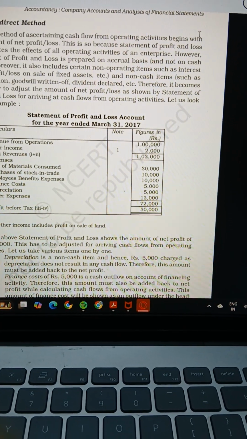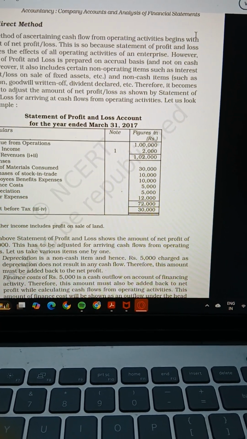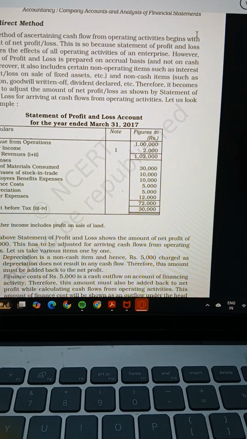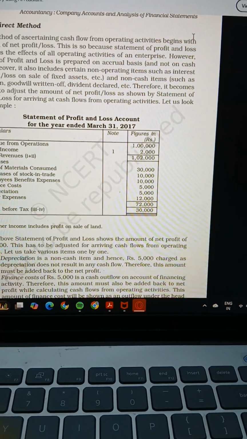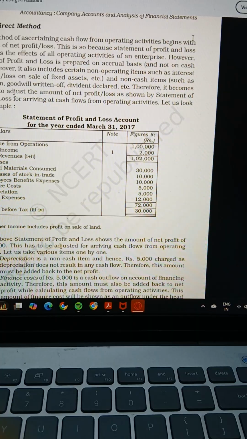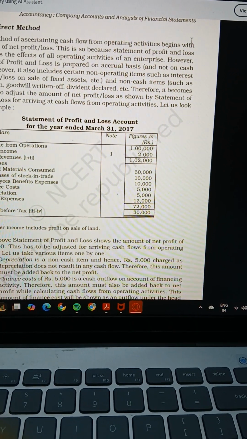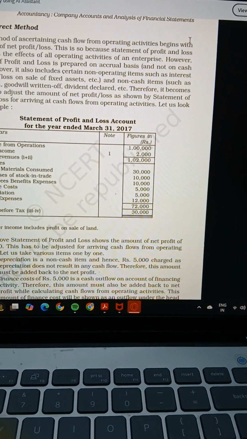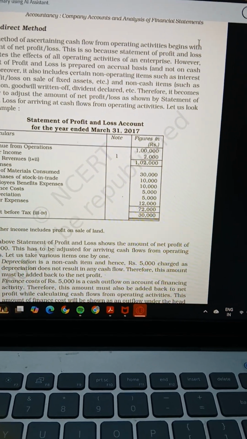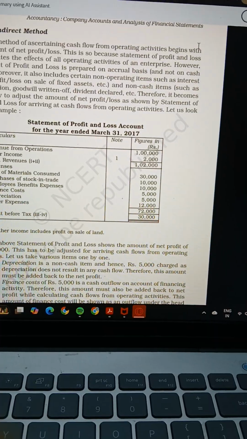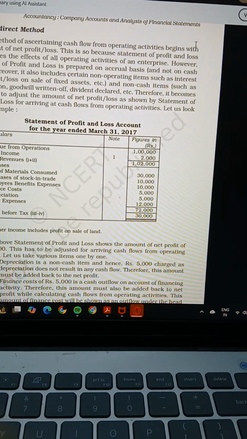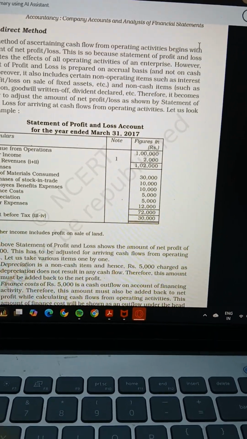There are two methods of preparing accounts, that is, on accrual basis and on cash basis. Accrual basis means the income earned but not received, and also the outstanding expenses, should be shown. Cash basis means the income or the expense that is already received or paid should be included.